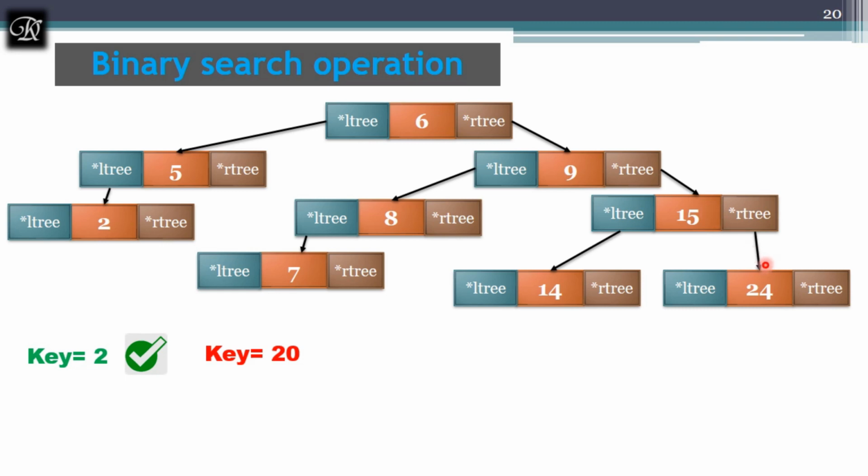Then move towards the right. Now what do I have to do? Compare again 24 with 20. No, they are not the same. 20 is lesser than 24, but I don't have any more nodes in this tree. 24 itself is the leaf node of the tree. So I am unable to locate 20. This is an unsuccessful search. This is how the binary search operation will happen in a binary search tree.